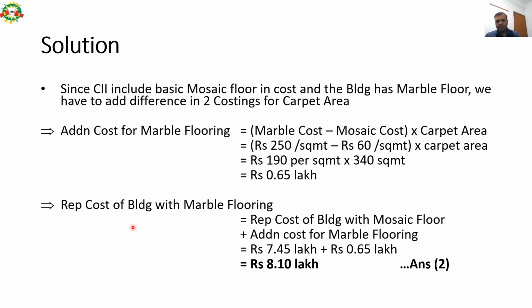Thus the replacement cost of the building with marble flooring is equal to the replacement cost of the building with mosaic flooring, which we calculated in the last slide, plus the additional cost for marble flooring. So 7.45 plus 0.65 is the total cost of the building considering marble flooring. This is the answer to question number 2 of this case study.